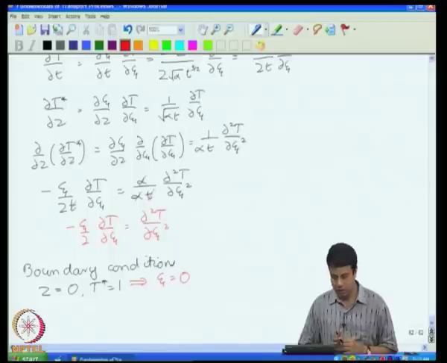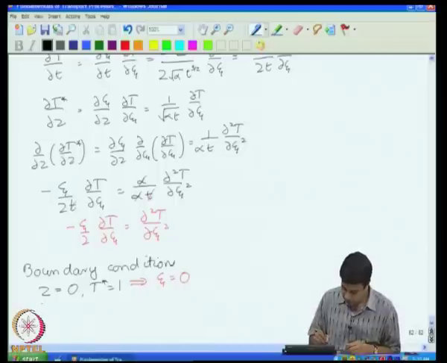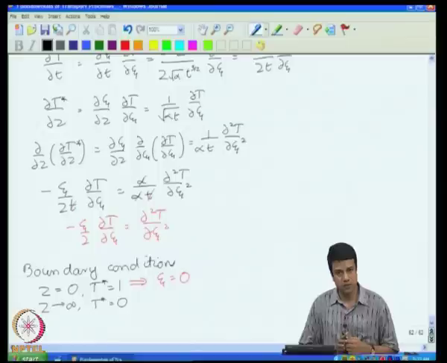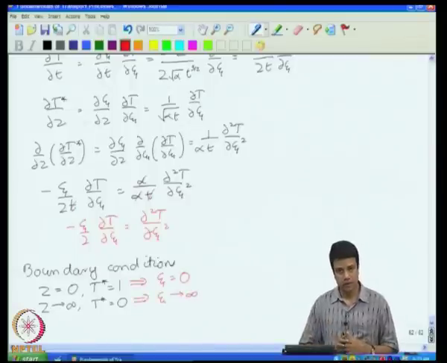The other boundary condition was that in the limit as z became large, z going to infinity, t star was equal to 0. Z going to infinity is equivalent to psi going to infinity, because psi is equal to z by square root of alpha t.